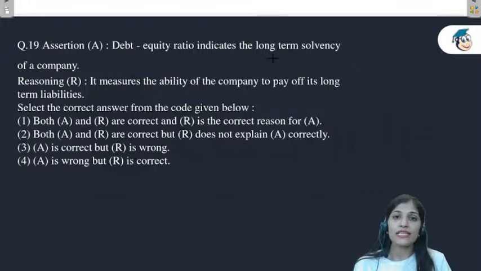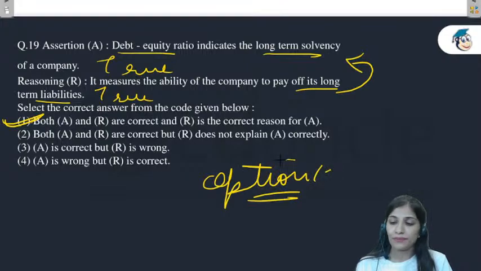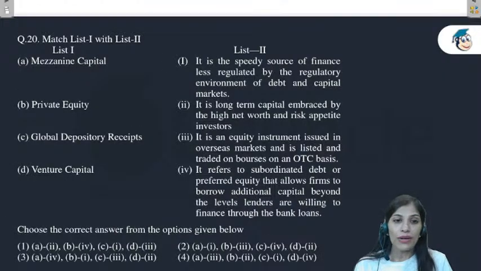Debt equity ratio indicates the long-term solvency of the company. Yes, debt equity, of course, states the long-term solvency of the company. It measures the ability of the company to pay off its long-term liabilities, of course. It is true and it is the correct reason. A very direct question it was, option number 1.